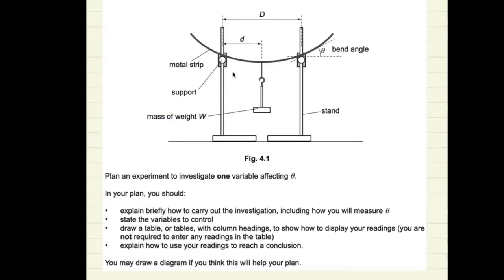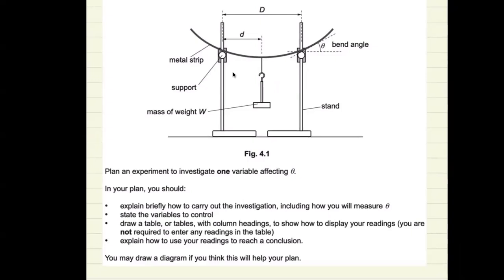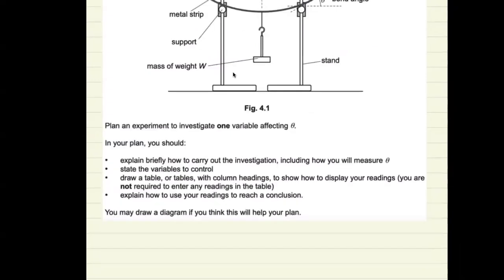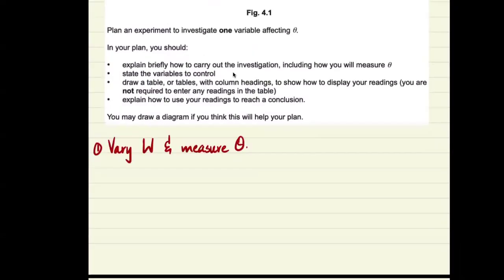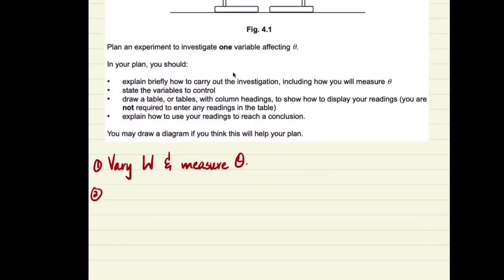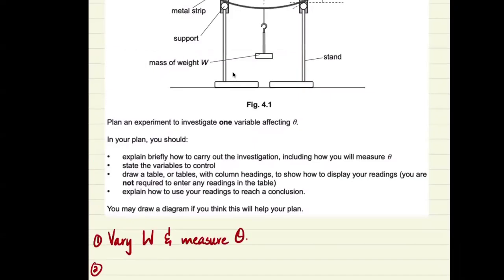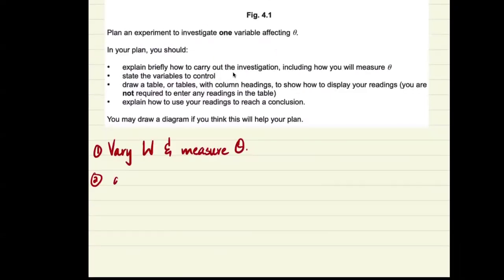So you just need to say what you will change and what will change as a result. So the first thing you would say is the same. For example, let's say I go with this: vary W and measure theta, right? And next, the control variable. So I can say everything that I'm not changing should be kept constant. So I'll say that small d and D are to be kept constant. And here I can use these symbols because these are defined by the examiner.